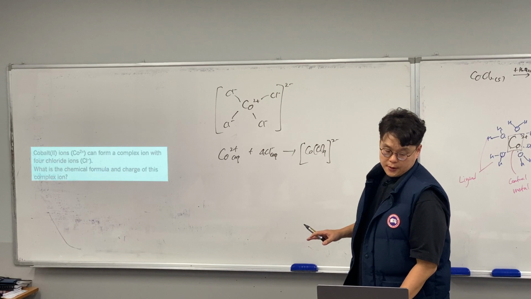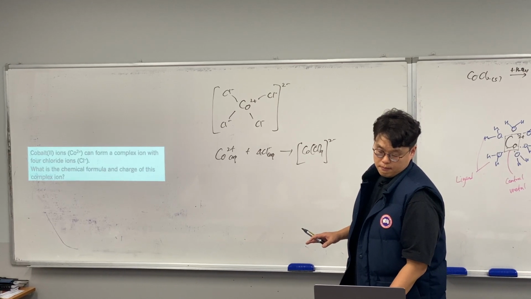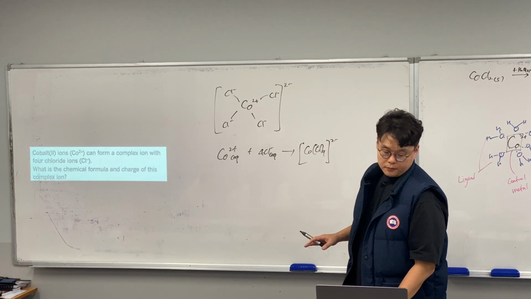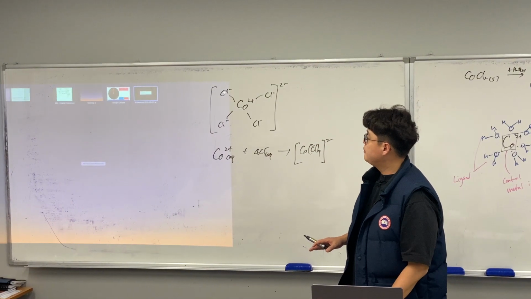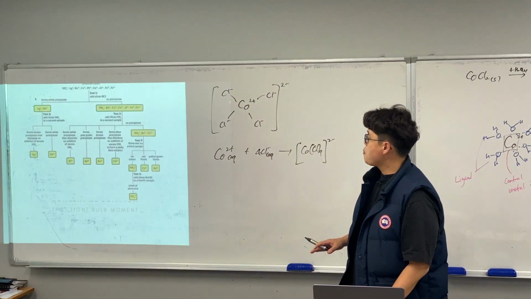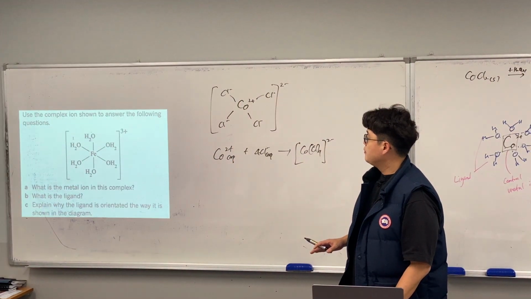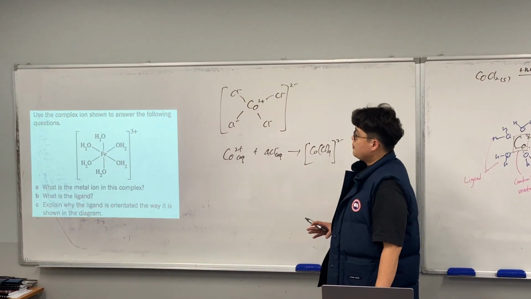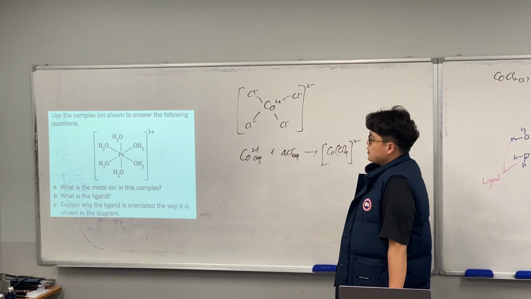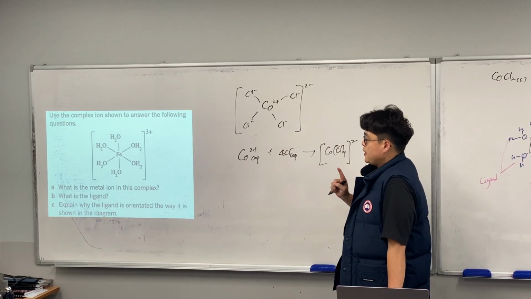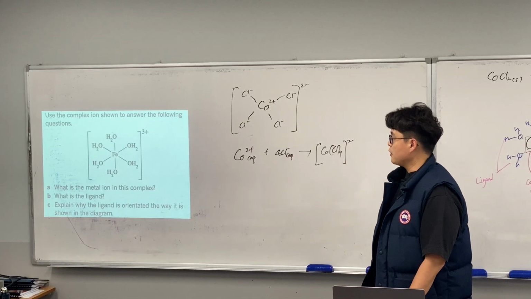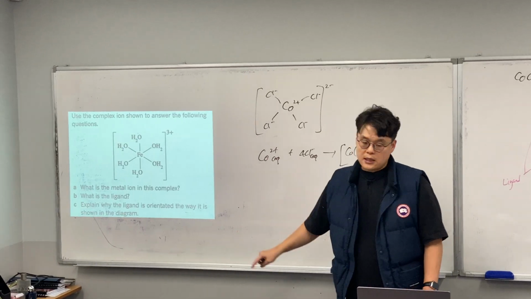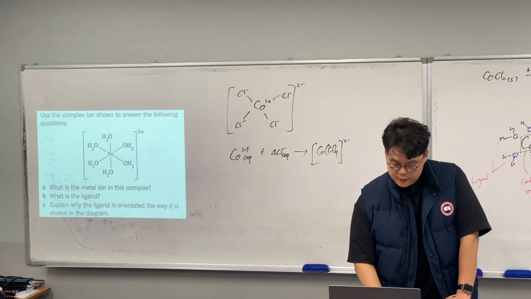Showing another question. Okay, try this. Use the complex ion shown to answer the following questions. So, what is the metal ion in the complex? What's the ligand? Explain why the ligand is oriented that way. It is shown in the diagram. So, answer A, B and C. I'll give you about 2 minutes to answer these questions for now.